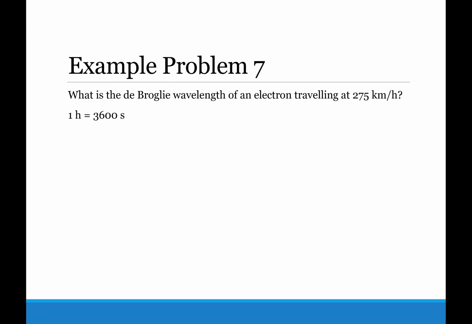Example problem 7 asks us to calculate the de Broglie wavelength of an electron traveling at 275 kilometers per hour. So we know that the velocity in this problem is going to be 275 kilometers per hour, and that we need it in units of meters per second. So we're going to do a compound conversion, go from kilometers to meters, and then we're going to handle our hours to seconds.